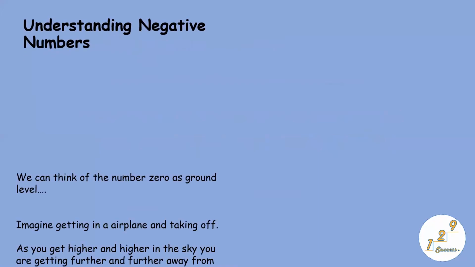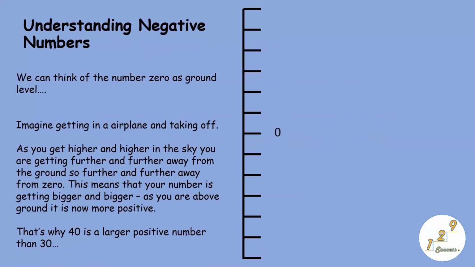Now, we're going to have a scale here. We're going to start at 0, and we're going to think of this as our ground level. Now, when we go up 1, 2, 3, 4, 5, 6, and so on, all the way up until we can get to infinity, we're going to imagine that we're in a plane and we're going to take off the runway. And as we're getting higher and higher, our numbers are getting higher and higher. We're getting a bigger and bigger number, and it's more positive.